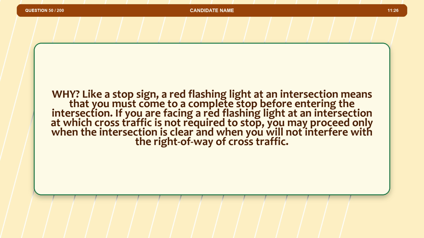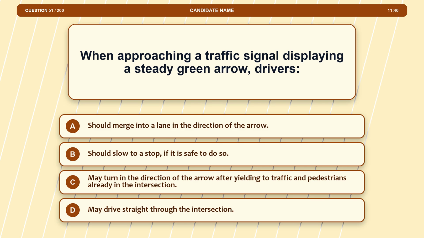Question 51. When approaching a traffic signal displaying a steady green arrow, drivers: Option A, should merge into a lane in the direction of the arrow. Option B, should slow to a stop if it is safe to do so. Option C, may turn in the direction of the arrow after yielding to traffic and pedestrians already in the intersection. Option D, may drive straight through the intersection.